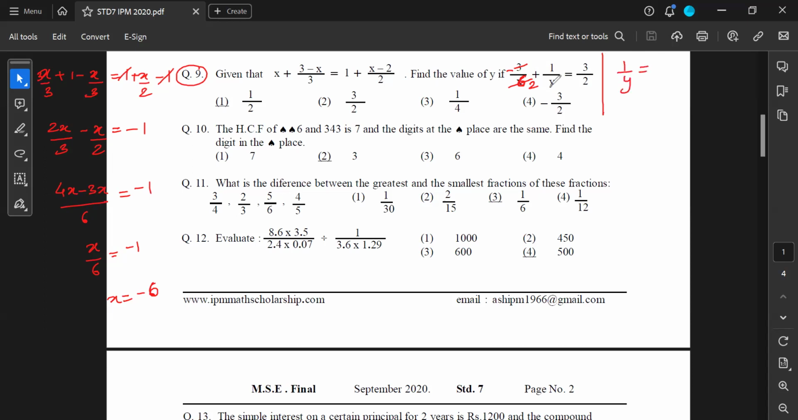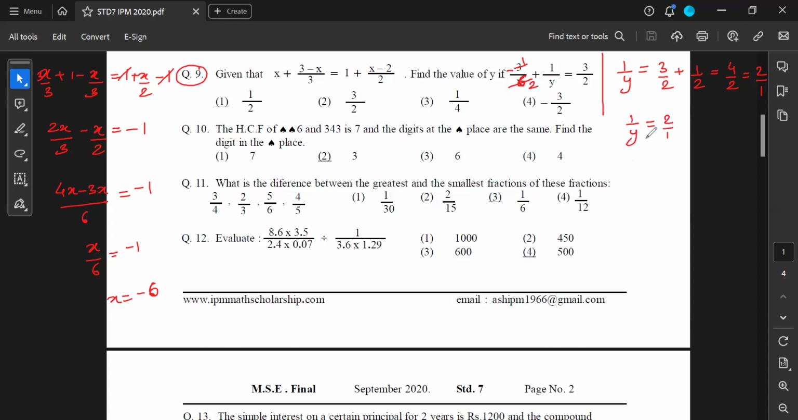Now I'll take this -half to the other side. I have 1 by y on the left hand side and 3 by 2 on the right hand side. Taking this -half to the other side, it becomes +half. Now 3 by 2 plus half gives you 4 by 2, which is equal to 2, or I'll say 2 by 1. Now 1 upon y is equal to 2 upon 1.